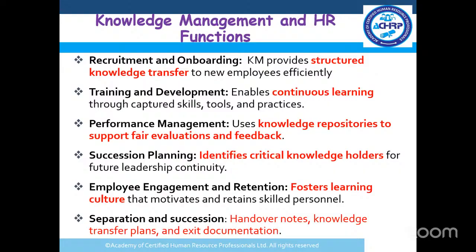The other function where we use knowledge is succession planning, where managers identify the most important knowledge or critical knowledge that they can use to prepare succession plans. So how can managers identify people with potential? People with potential are those who have the skills, the knowledge, and the experience to hold senior positions. So some of the methods of identifying people with potential include: one, performance appraisal reports.